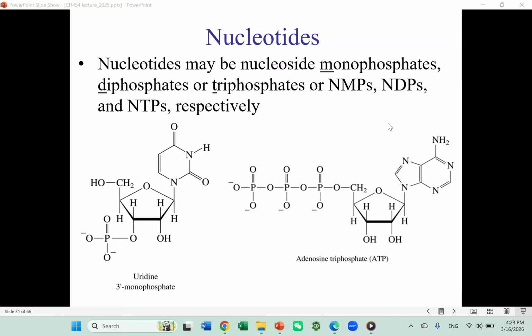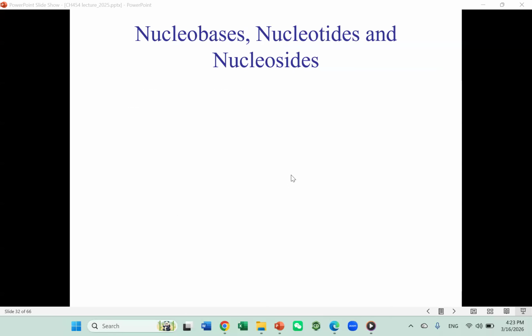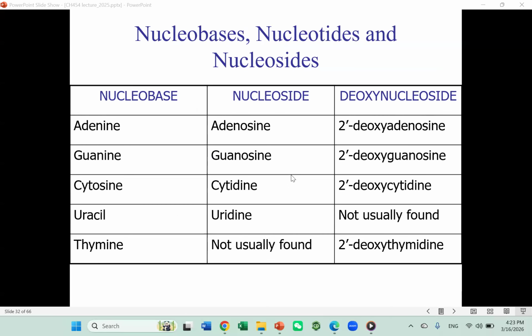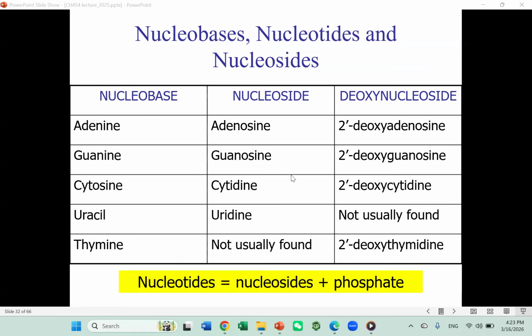One of the most famous nucleotides is ATP, adenosine triphosphate. There are three phosphates attached on the 5 prime of the adenosine. That is the energy transfer chemical. Here is a little summary of nucleobase, nucleotides, and nucleosides. Just keep in mind, nucleoside plus phosphate generates nucleotide. Nucleotides are the basic unit for DNA.